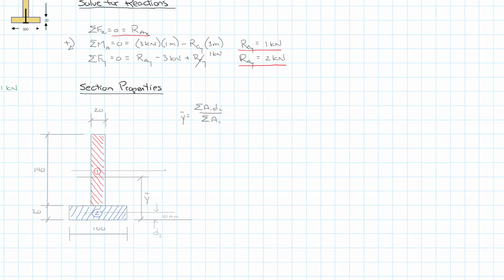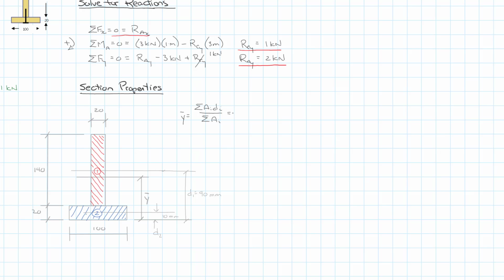Let's extend this line out just a little bit further. And this distance in here is going to be D1, and that would be equal to half the height of the web, which would be 70 millimeters, but we have to add the 20 millimeters of the flange to get to the start of the web. So that would be equal to 90 millimeters. And with that little bit of analysis, I think we have everything that we need to solve this.